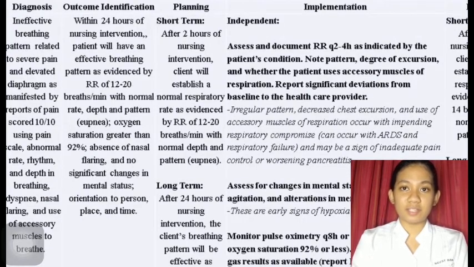And next, for the diagnosis: ineffective breathing pattern related to severe pain and elevated diaphragm as manifested by reports of pain scored 10 out of 10 using pain scale, abnormal rate, rhythm and depth in breathing, dyspnea, nasal flaring, and use of accessory muscles to breathe.